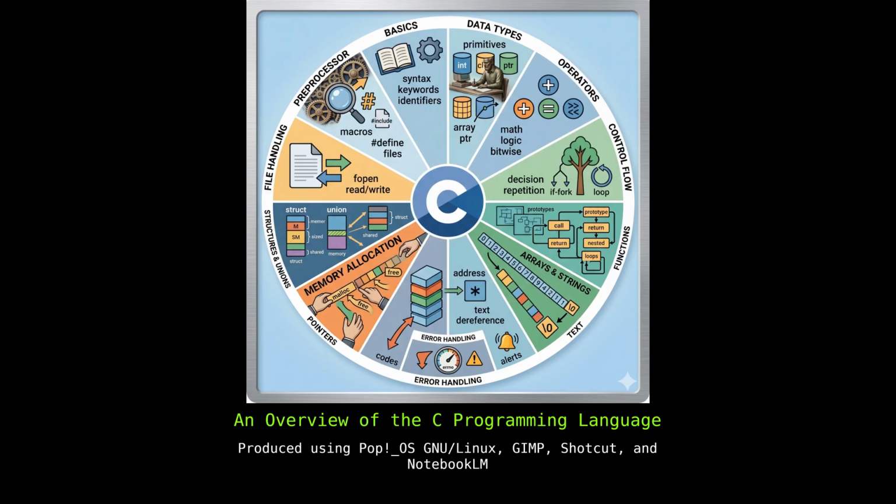And to help us do that, we're pulling from a fantastic book. It's called The C Programming Language, a comprehensive structural guide. An absolute classic text. And we've also been analyzing this massive, highly detailed visual infographic. It maps out C's entire architecture. Which was actually built entirely using open source tools, right? Yeah, like Pop!_OS, GNU Linux, GIMP, and Shotcut. It gave us this literal map of how the language operates.